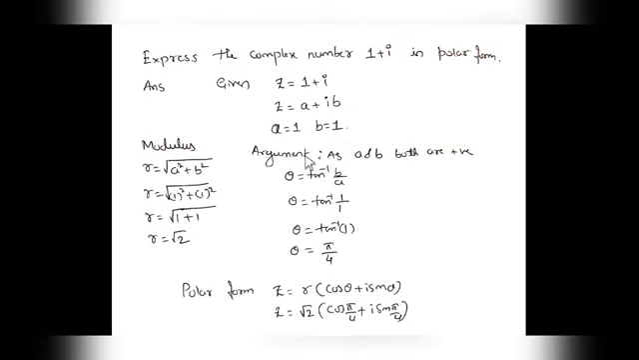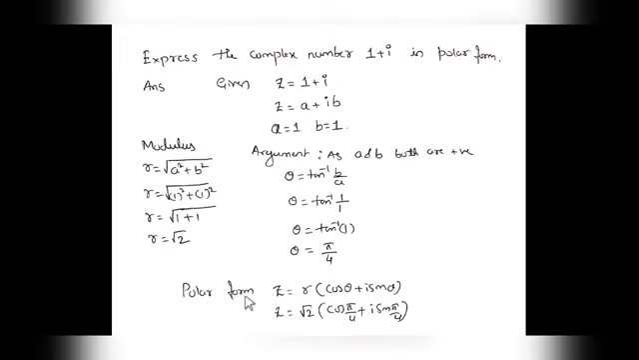Now moving on to the argument, as a and b both are positive, theta is equal to tan inverse b divided by a. Theta is equal to tan inverse, b is 1, a is also 1. 1 divided by 1 is 1. Tan inverse 1 is what? 45 degrees. That is pi by 4 in the radian form. Theta is what? Pi by 4. That is the argument or amplitude.